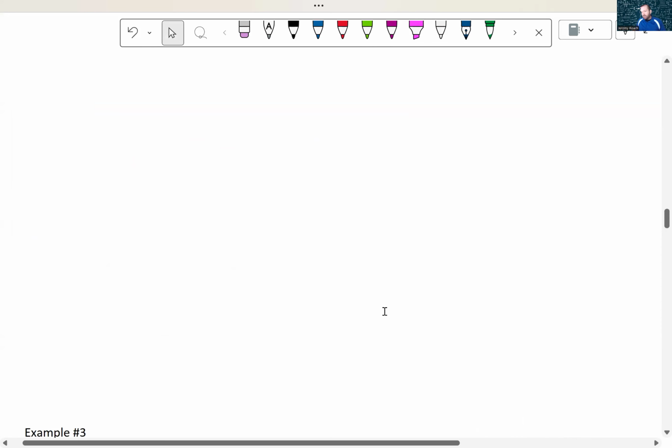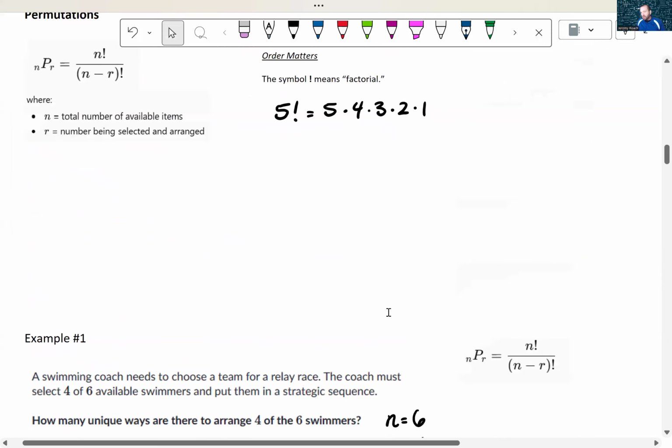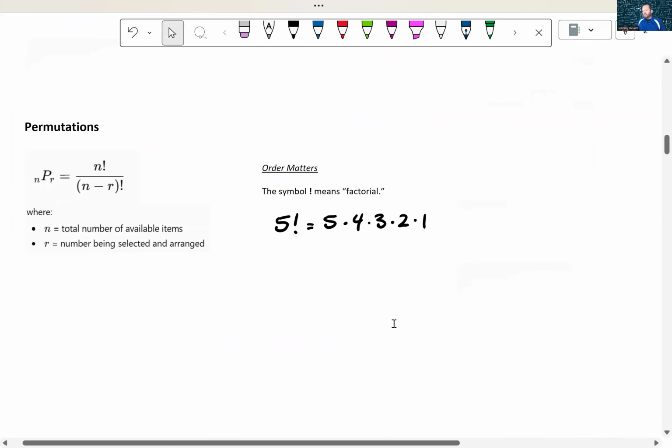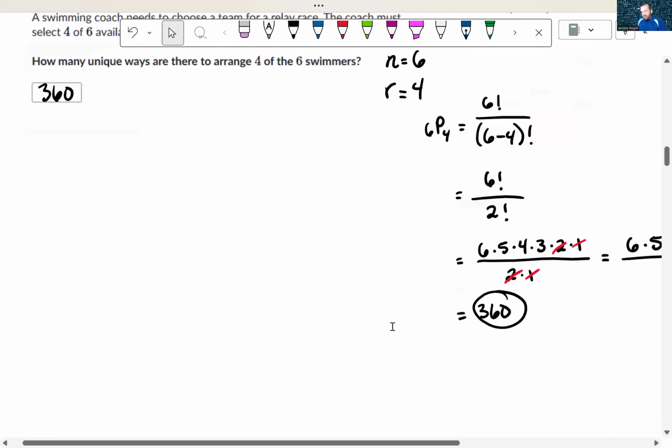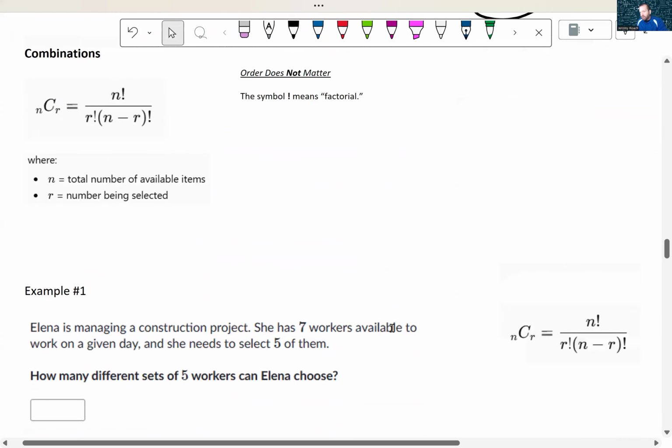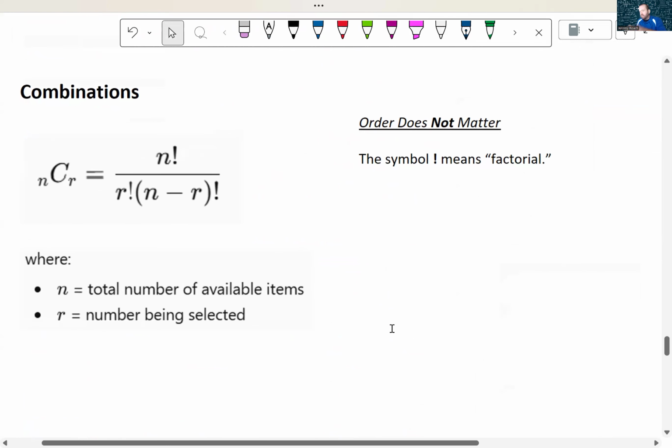So permutations, make sure you have the permutations formula written down and that order matters. That's the key idea for permutations. For combinations, the order does not matter, and we have a slightly different formula for combinations. We still are using factorials, but we use combinations when we want to know how many different groups we can select from a larger group. Again, this is different from a permutation where with permutations, order does matter.